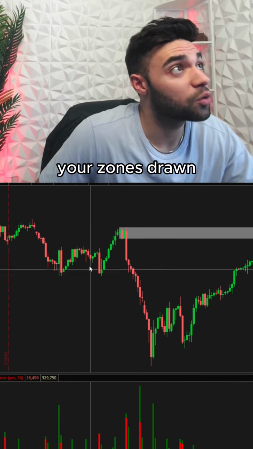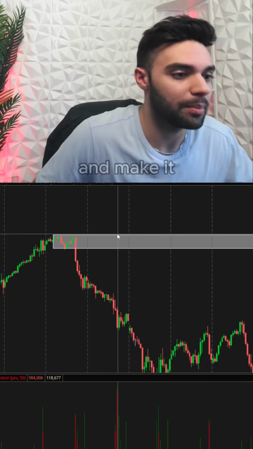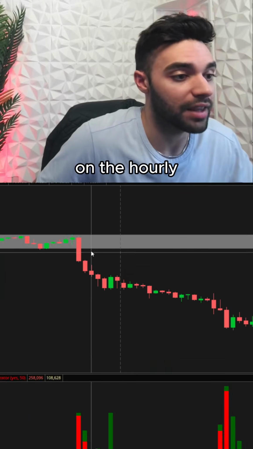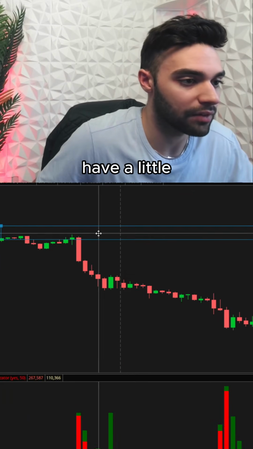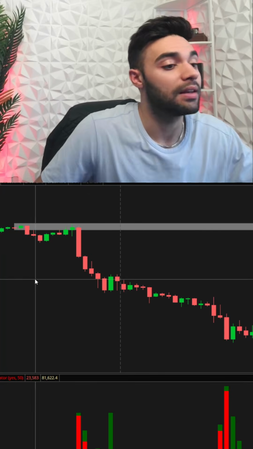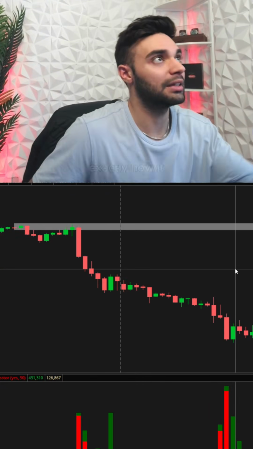Now, once you have your zones drawn on the 4-hour chart, you want to zoom into the hourly chart, and you want to adjust the zone and make it as tight as possible. Now, on the 4-hour chart, this whole thing was a zone. On the hourly chart, obviously now we have a little bit of a smaller level, and this is going to help you a lot to remove fake outs from the equation. Now, you can do this all the way down to the 30-minute chart if you want, but if you see no difference in the 30-minute chart, you can keep it exactly how it is here.